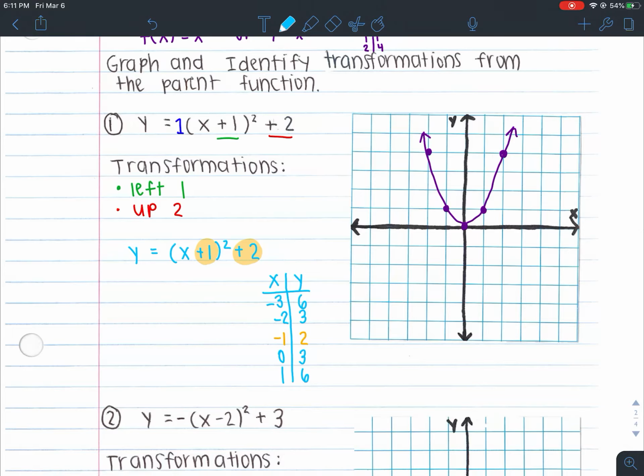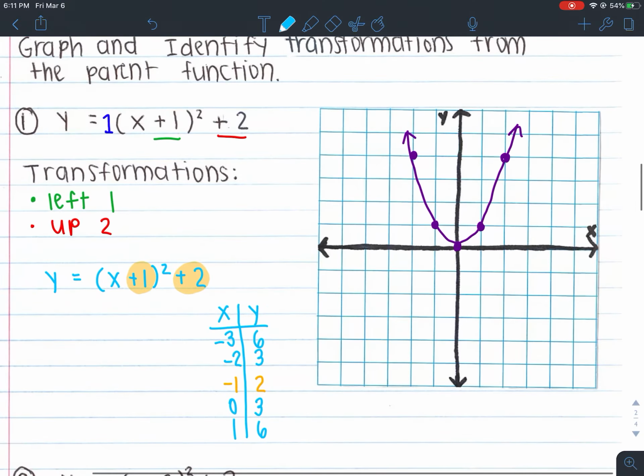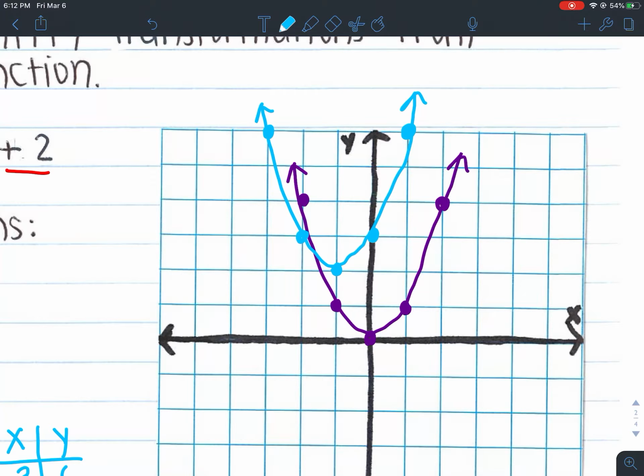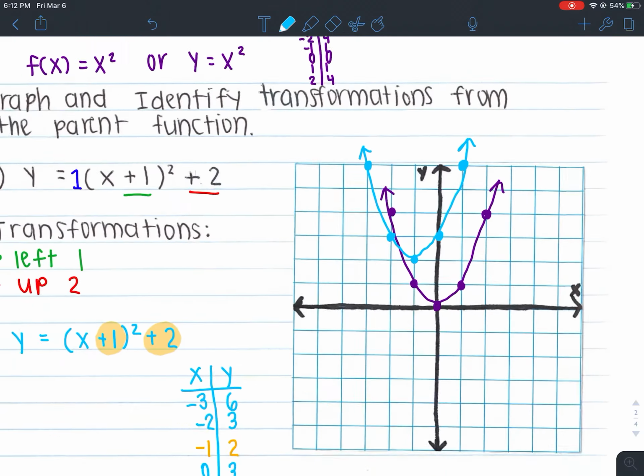I'm going to go ahead and graph this equation on to my current graph with the purple one already there. So I have negative 3, positive 6, negative 2, positive 3, 0, 3, oh sorry, not 0, 3, negative 1, positive 2, 0, 3, and 1, positive 6. So that's my new quadratic. That's the one that I have graphed here. Okay, it's my new equation. Do we see that the purple and the blue are not the same? Okay, they're not the same because we've transformed it, right, from the original.